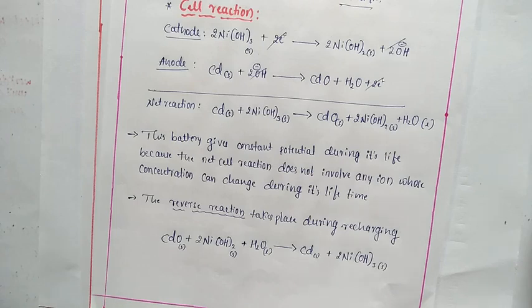Next, fuel cells. Fuel cells are an important concept. Fuel cells are galvanic cells that convert the energy of combustion of fuels directly into electrical energy. Example: hydrogen oxygen fuel cells.